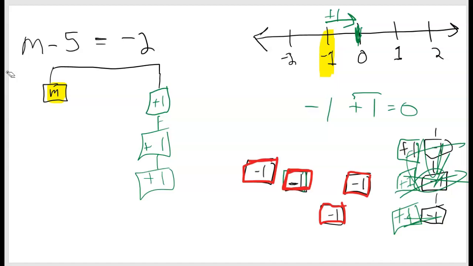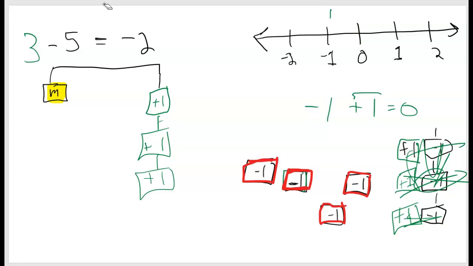And we can check that. We can plug it in right up here. Can we put a 3 here? Instead of m, let's just erase and keep it simple. Put a 3 there. Is 3 minus 5 equal to -2? You can come back over to our number line over here, and we can check that out this way if you want.